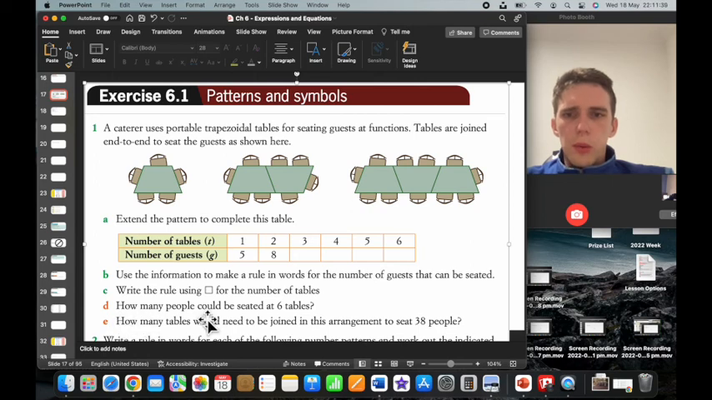D, how many people could be seated at 6 tables? We can fill that in the formula. 3 times 6 is 18, plus 2. The answer is going to be 20 for D.